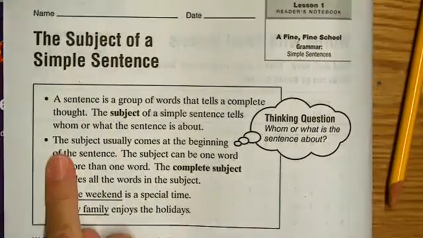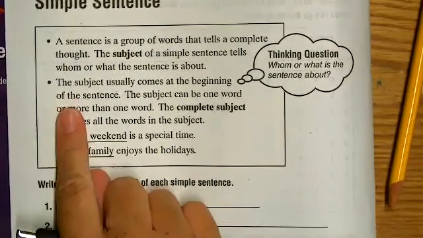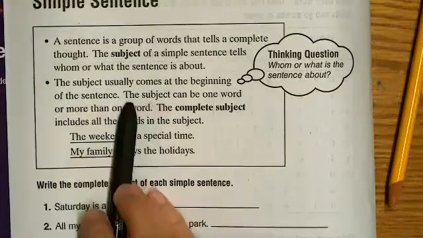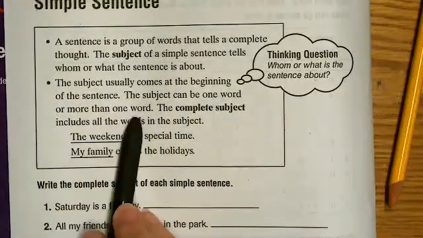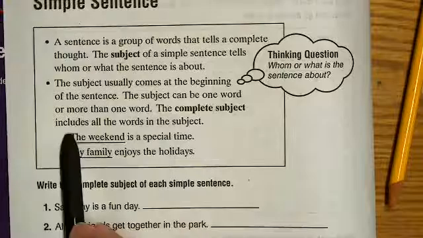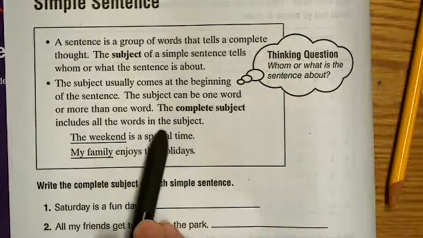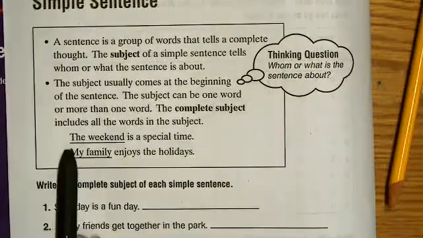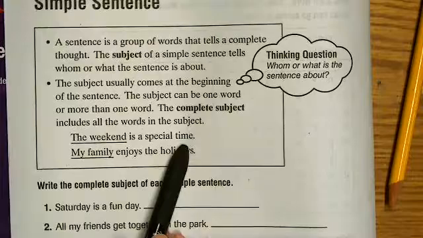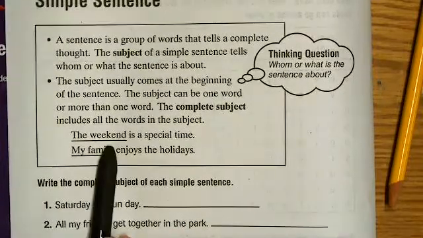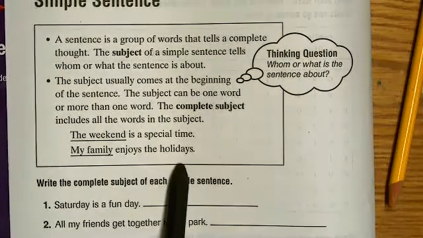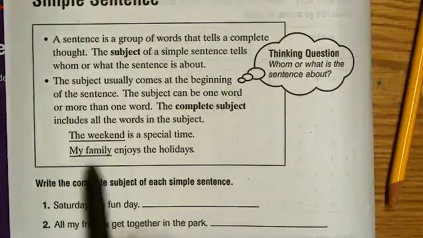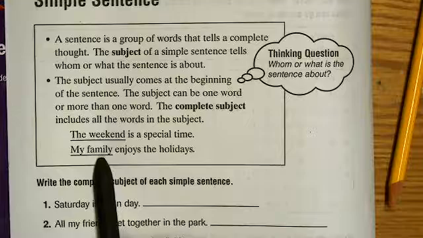The subject usually comes at the beginning of the sentence. The subject can be one word or more than one word. The complete subject includes all the words in the subject. The weekend is a special time. What is a special time? The weekend. So the weekend is my subject. My family enjoys the holidays. Who enjoys the holidays? My family. So my family is the subject.